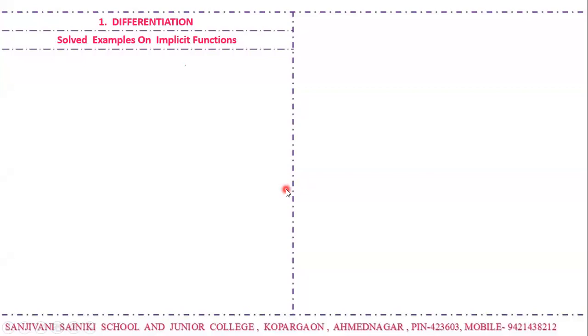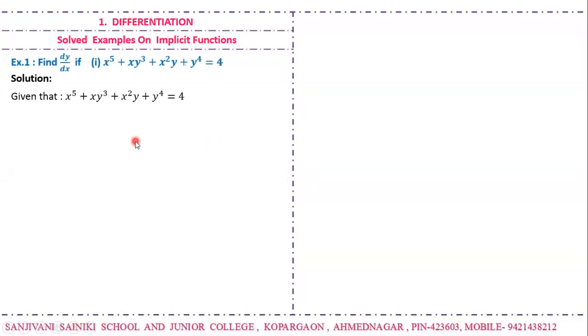Let us see some solved examples on these implicit functions. Look at the first example: x raised to 5 plus x y cube plus x square y plus y raised to 4 is equal to 4. Is it possible to express x in terms of y or y in terms of x? It is not possible. We cannot express this function wholly as x in terms of y or y in terms of x, so that is called an implicit function.